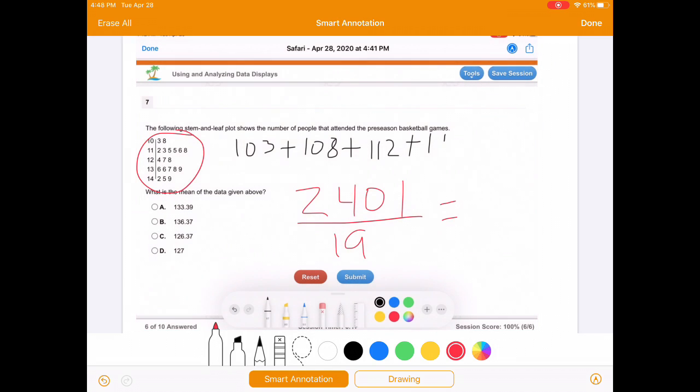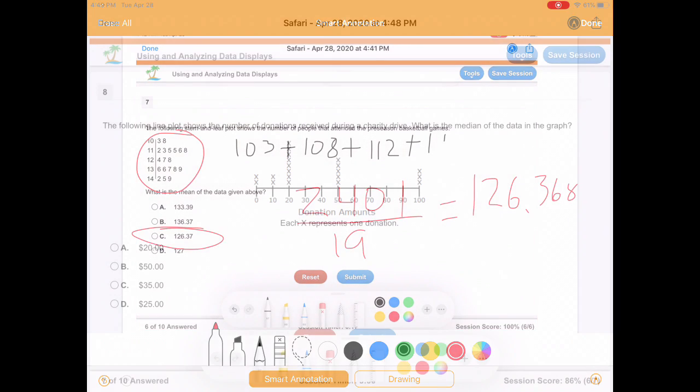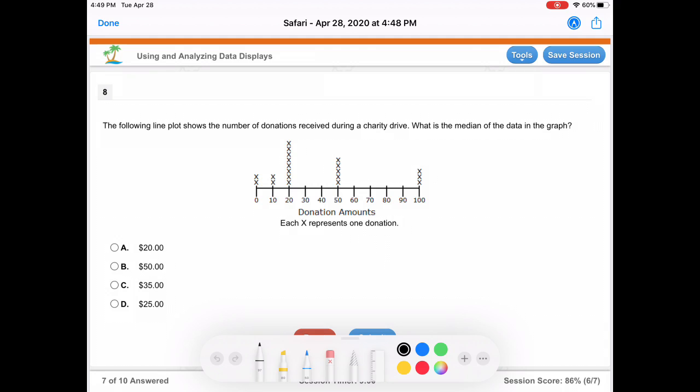So we have 2,401 divided by 19. That gives us 126.368 and a little bit more, which is going to round up to 126.37. So now back in the Study Island, we have another line plot. This one is asking for the median. Now the nice thing about this is everything is already in order. So we just have to figure out how many donation amounts there are and find the middle of them.